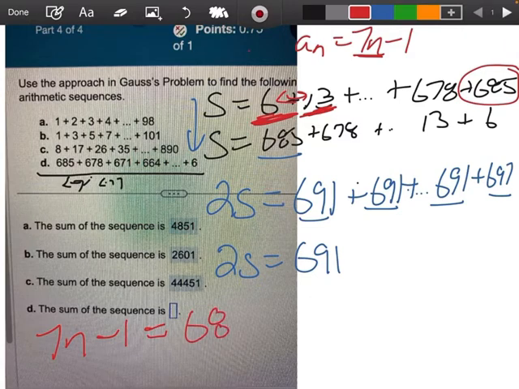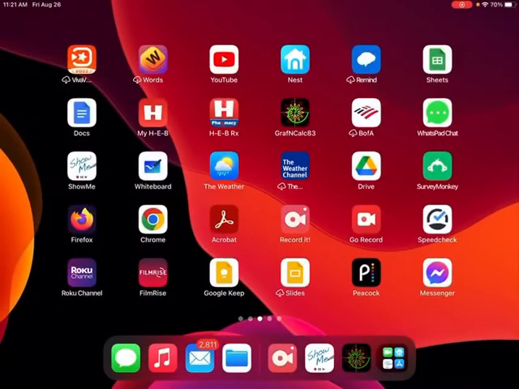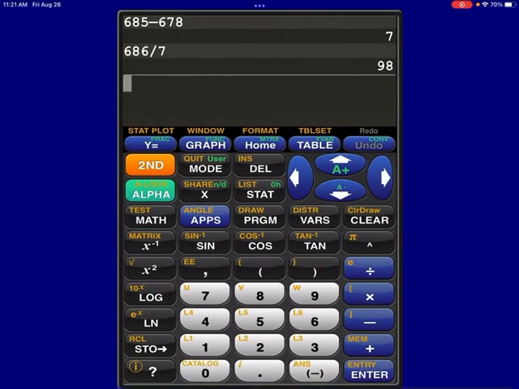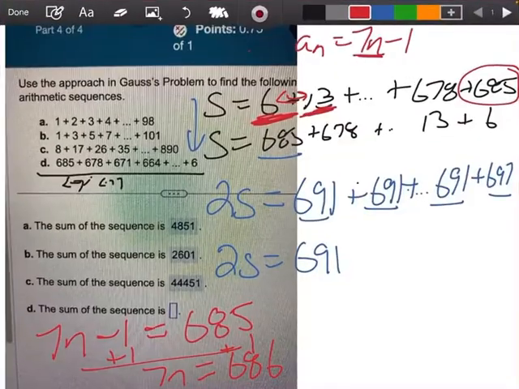So what I'm going to do is I'm going to say 7 times n minus 1 equals 685. So when I add 1 to both sides, that's going to give me 7n equals 686. And let me take 686 and divide it by 7, and I'm coming up with 98, okay? So n equals 98. That means that we are adding this thing up 98 times, okay?